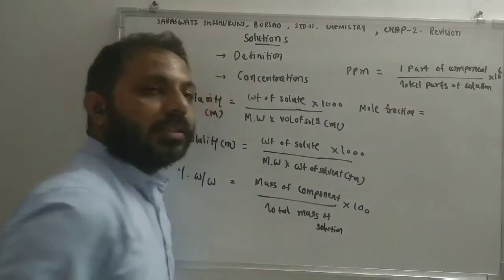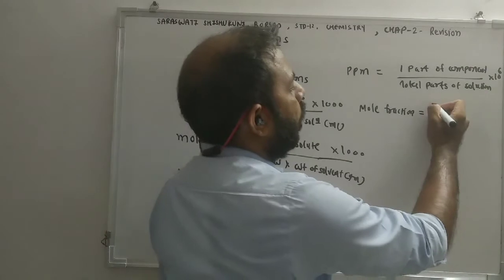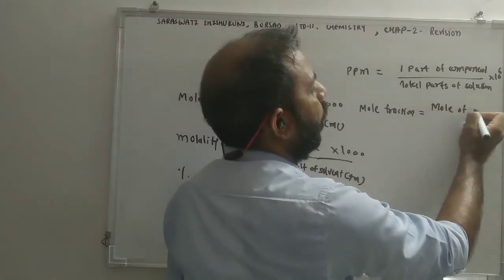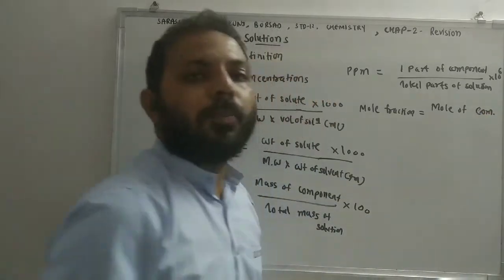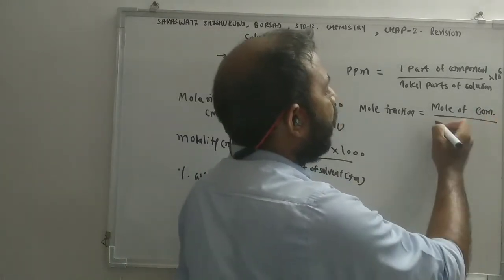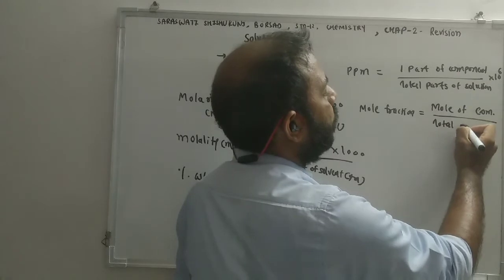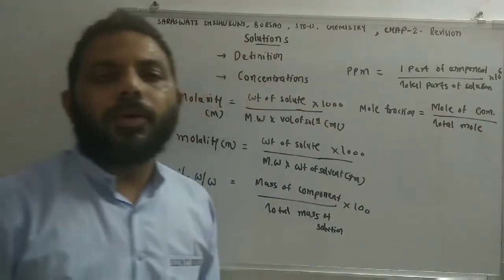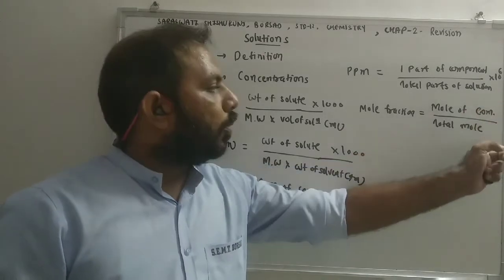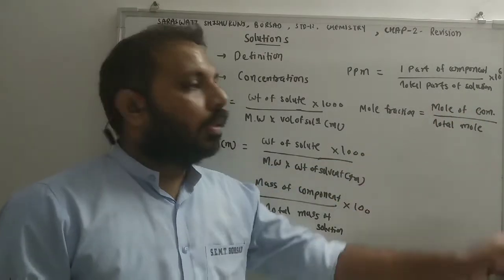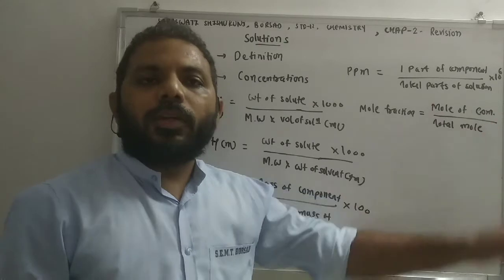So mole fraction is equal to moles of any component. So I am writing in short form, mole of component divided by total mole. Okay. So mole of particular solute or solvent divided by total mole. Total means moles of solute plus moles of solvent. Okay.